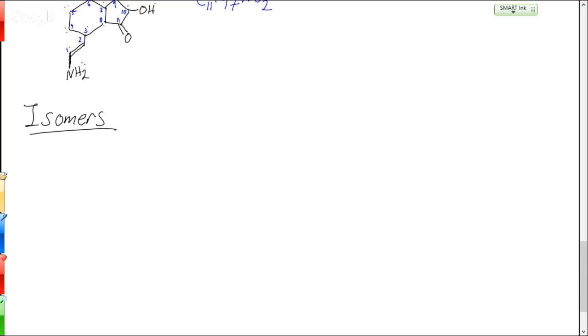Isomers. This term isomers. Isomers are molecules that have the same formula, but different connectivity, so connected in different ways.